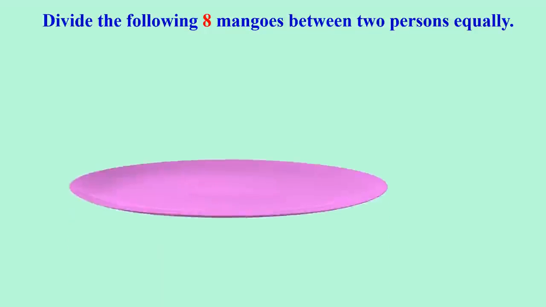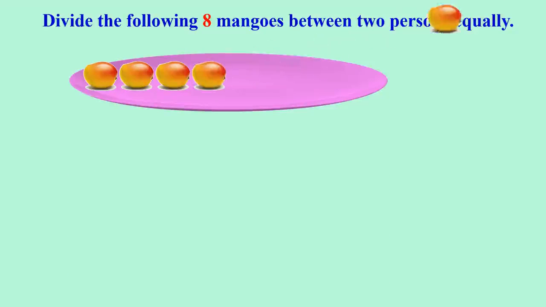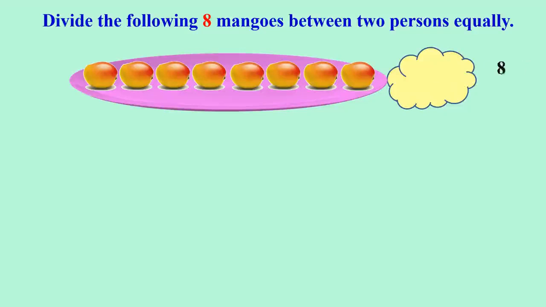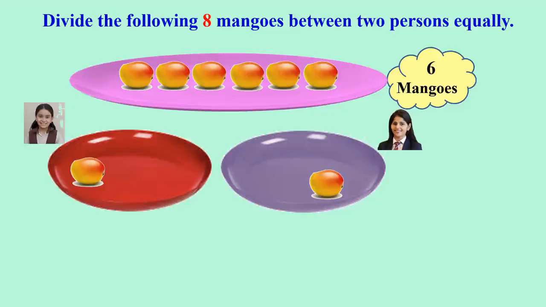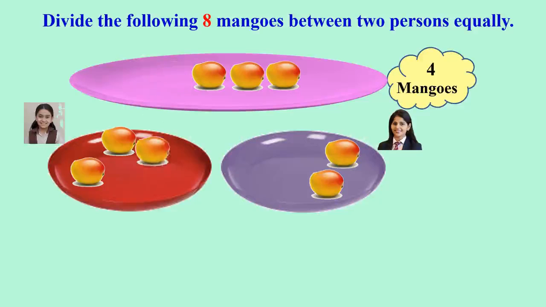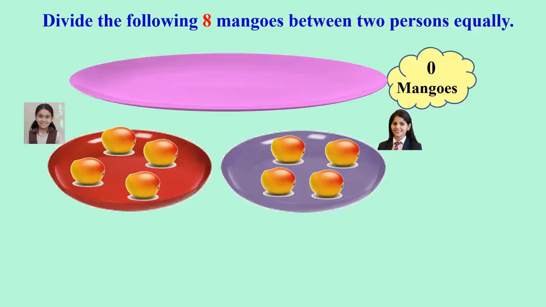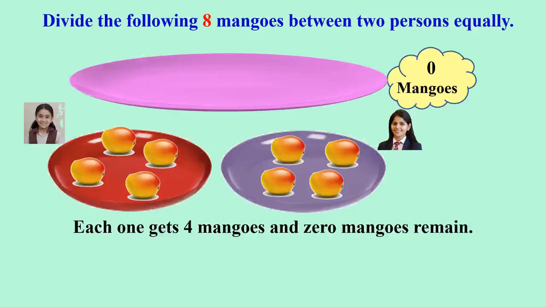Divide the following 8 mangoes between 2 persons equally. Here we have 8 mangoes, 2 persons. First we give them each one. There are 6 mangoes. Next we give them each one. There are 4 mangoes. Again we give them each one. There are 2 mangoes remaining. Give them again each one. There are 0 mangoes. Therefore, each one gets 4 mangoes and 0 mangoes remain.